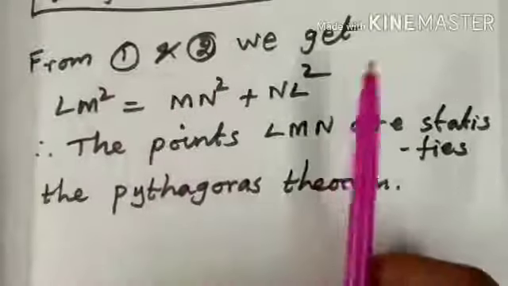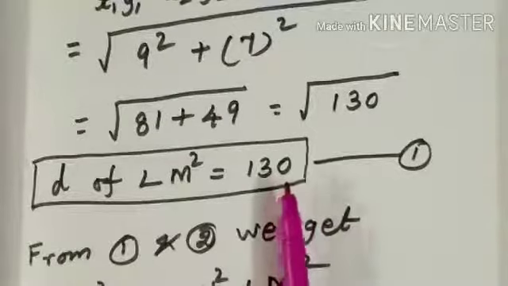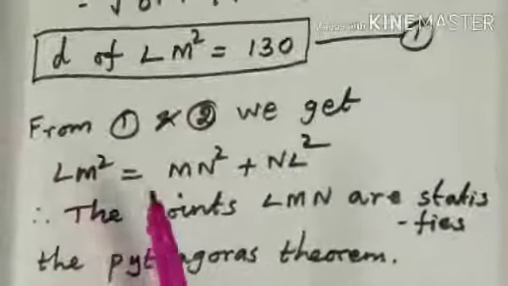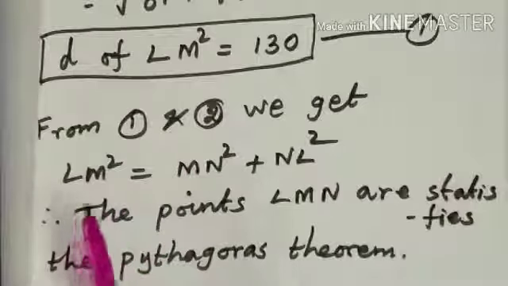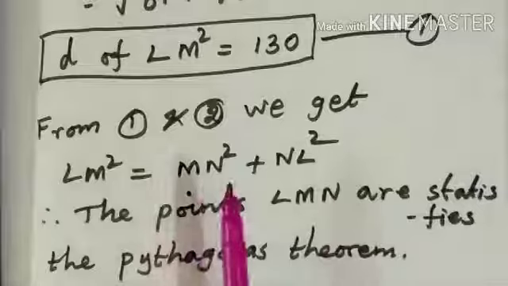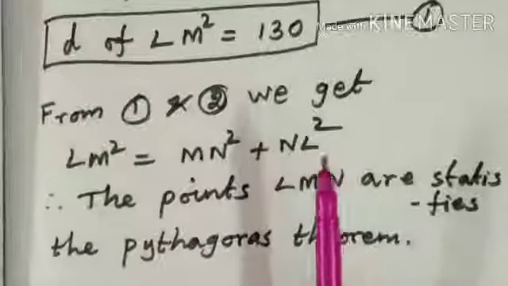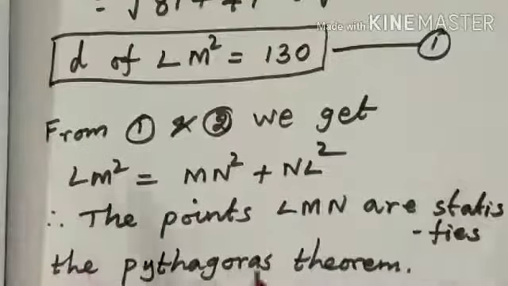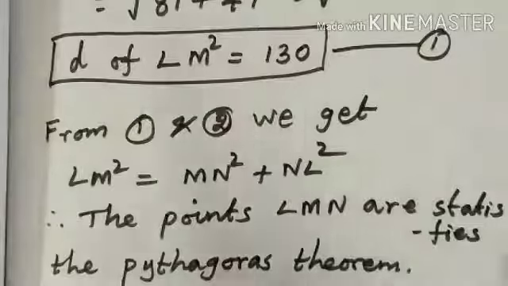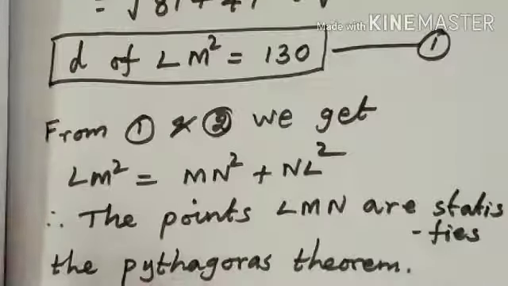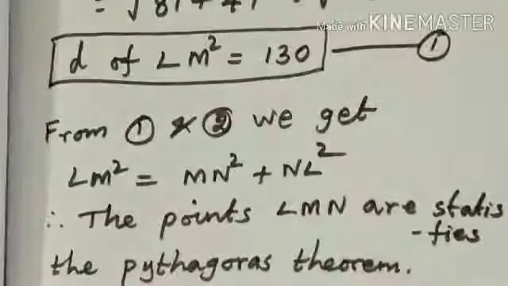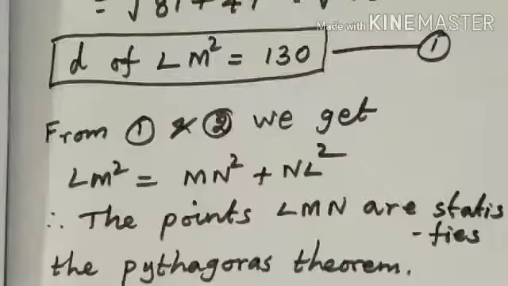From 1 and 2 we get, see, left hand side also 130 and right hand side also 130. Therefore, from 1 and 2 we get LM squared is equal to MN squared plus NL squared. Thus, the points L, M, N satisfy the condition of Pythagoras theorem. This is the answer for this sum.